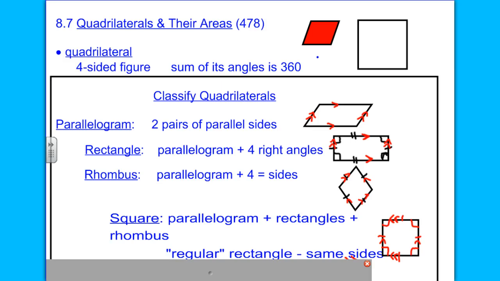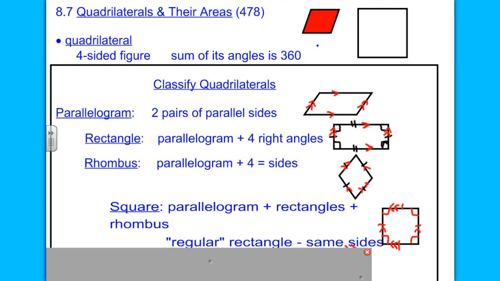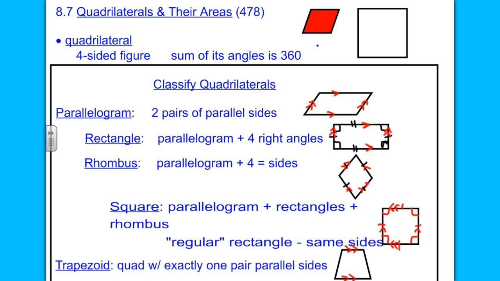And this quadrilateral only has one pair of parallel sides. Do you know what that's called? Here's what it looks like. Good job, a trapezoid. It has exactly one pair and only one pair of parallel sides.